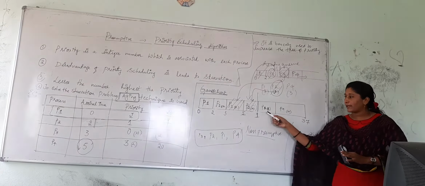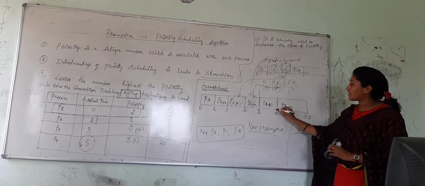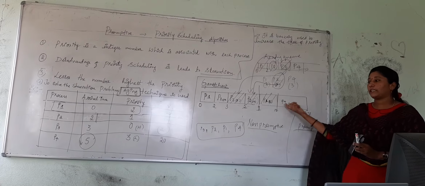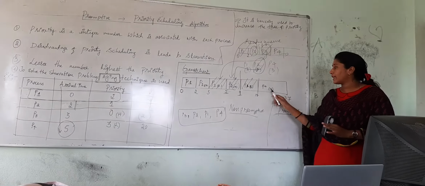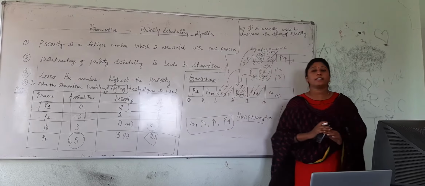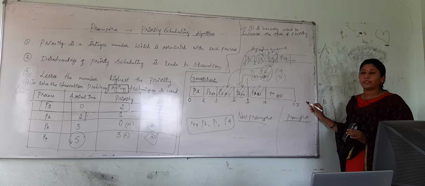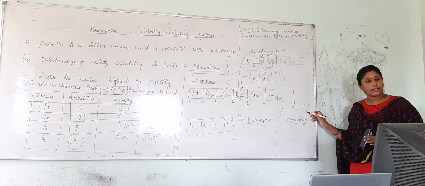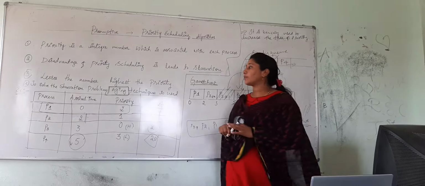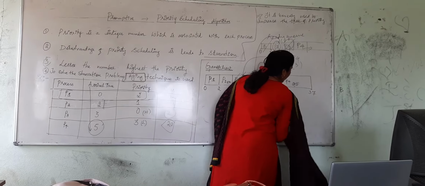That's why we have written it as 8. Right? 9 plus 8 will be 17. Got it? And the last leftover process will be P4. What is the burst time of that process? It is 20 milliseconds. 20 plus 17 will be 37. Right? So this is how our Gantt chart is prepared. Now we shall go on to the turnaround time and the waiting time.